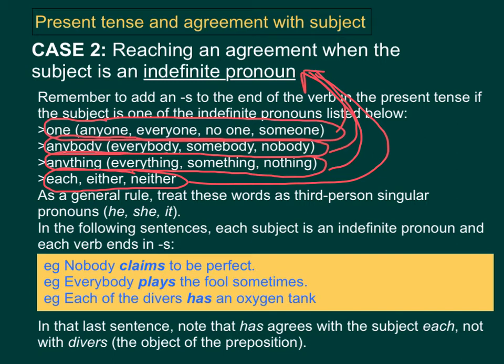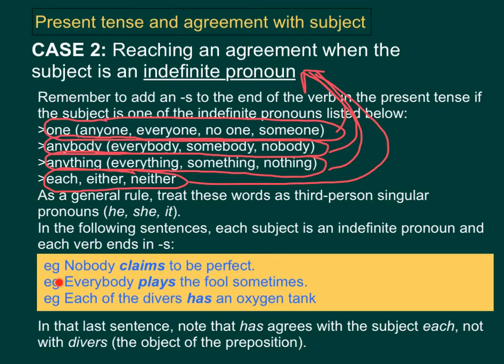In the following sentences, each subject is an indefinite pronoun, and each verb ends in s. Nobody claims to be perfect. In this case, nobody is an indefinite pronoun. That's why we add an s to the word claims. Everybody plays the fool sometimes.